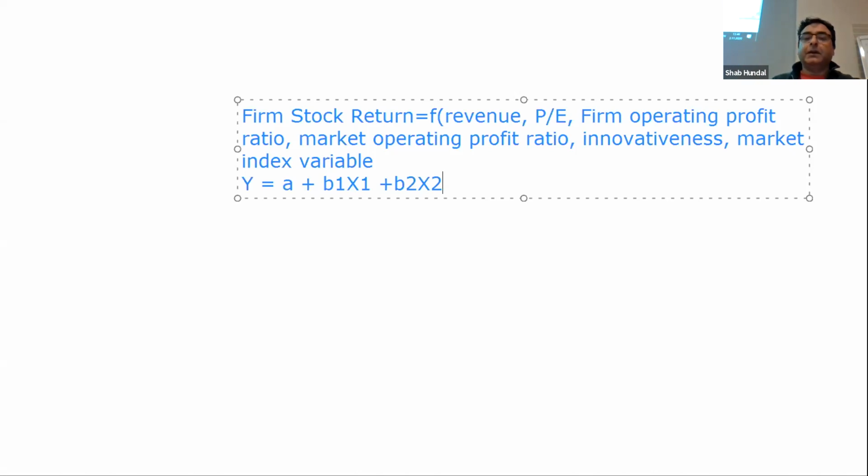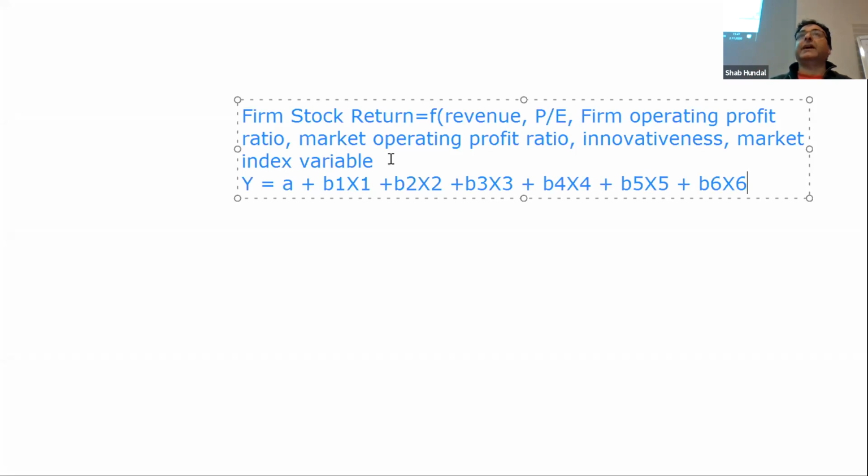So it means that I can write down up to beta 3 X3, beta 4 X4, beta 5 X5, beta 6 X6. Do we have 1, 2, 3, 4, 5, 6? So all the variables are included.